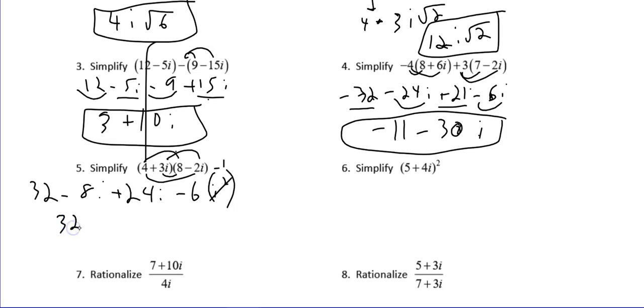So 32, 24i minus 8i is 16i. And the -6 is going to become +6. If you want to skip the step and do it all in your head, that's fine. Finally, we're going to add the 32 and the 6 and get 38 plus 16i.